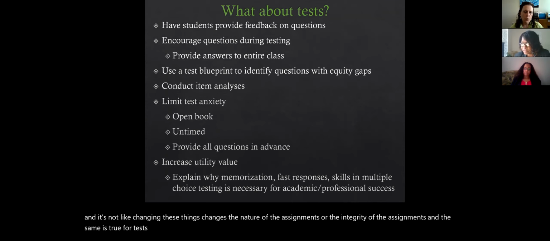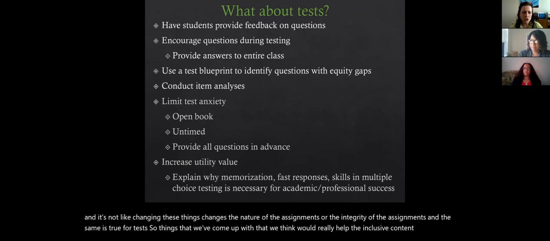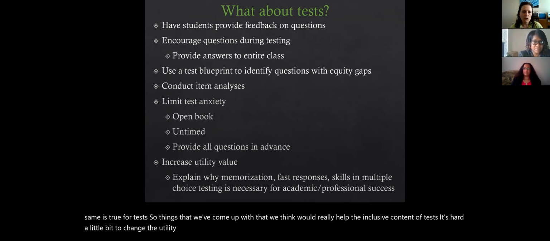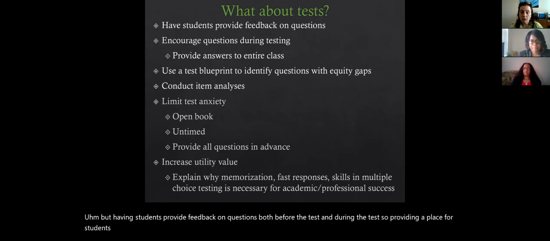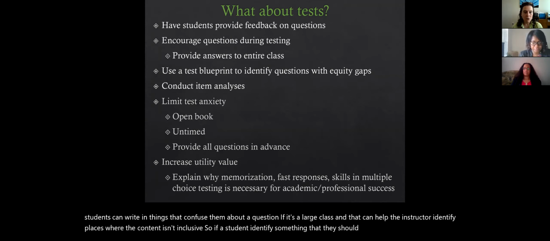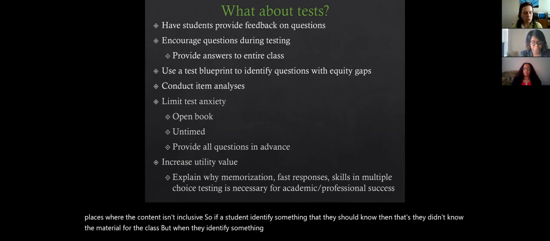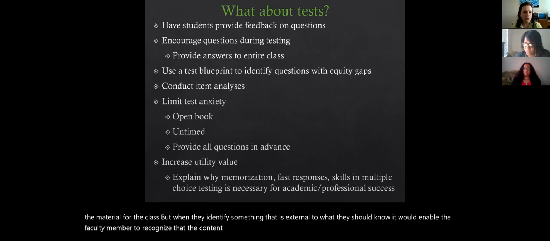So, things that we've come up with that we think would really help the inclusive content of tests. It's hard a little bit to change the utility value, but having students provide feedback on questions both before the test and during the test. So providing a place where students can write in things that confuse them about a question, if it's a large class, can help the instructor identify places where the content isn't inclusive. If a student identifies something that they should know, then they didn't know the material for the class. But when they identify something that is external to what they should know, it would enable the faculty member to recognize that the content was failing to be inclusive there.